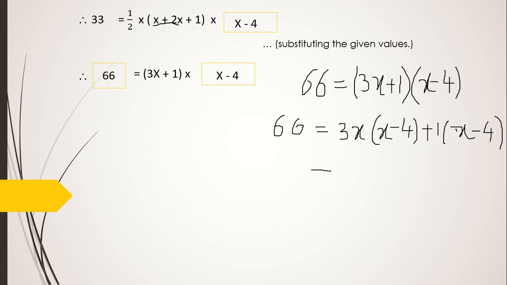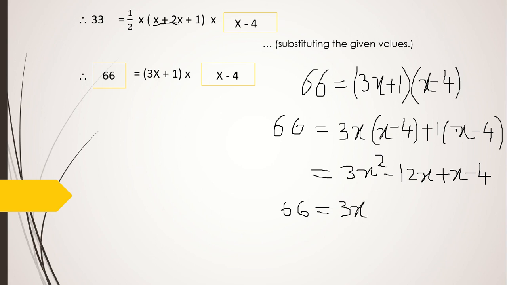Okay, so that becomes 3x square minus 4 3s are 12x plus x minus 4. Therefore 66 is equal to 3x square minus 12x plus x minus 11. Different signs, subtract. Give the sign of the greater number to the answer. Minus 4.